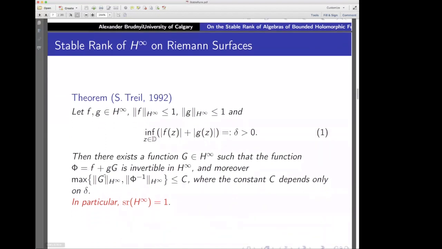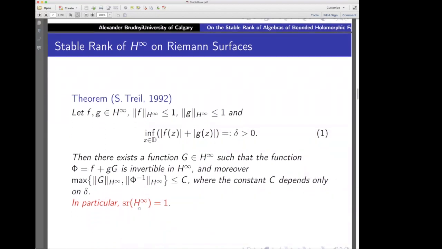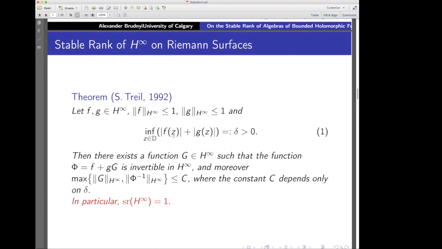So as a very particular case, we obtain that the stable rank of H infinity is 1. Why? Because this condition guarantees, together with the corona theorem of Carleson, that the pair f, g is unimodular. And the result of Treil says that this pair can be reduced to an invertible element in H infinity, which says that the stable rank cannot be more than 2. So it will actually be less than 2, and therefore it is 1.